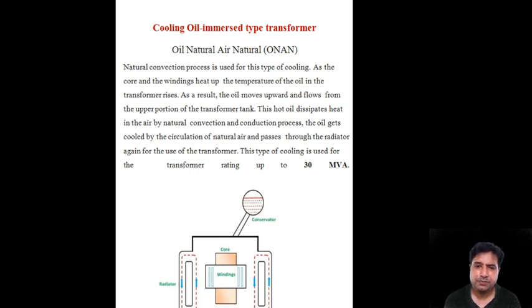The theory is there, you can go through it, but I have given you the basic idea. In this type of transformer, essentially natural air is used, and the oil which is heated up enters the radiators, and natural air in the vicinity of the radiators works on the radiator tubes and cools off the oil, and the cooled oil maintains the temperature within safe working limits.